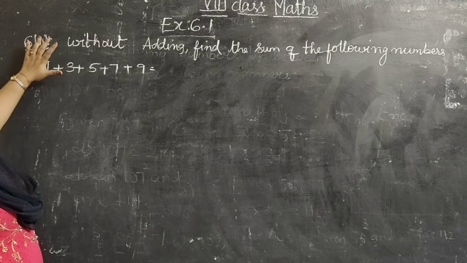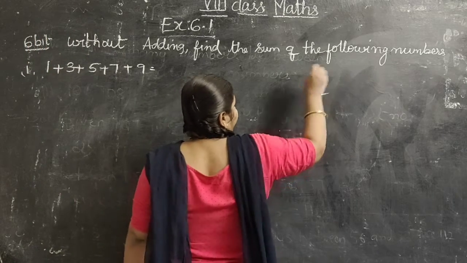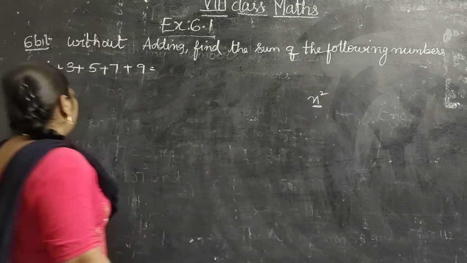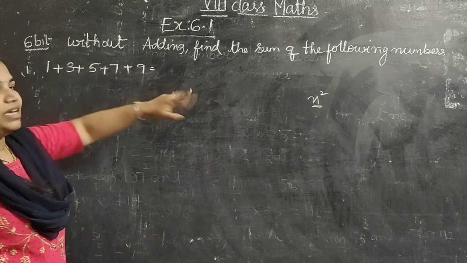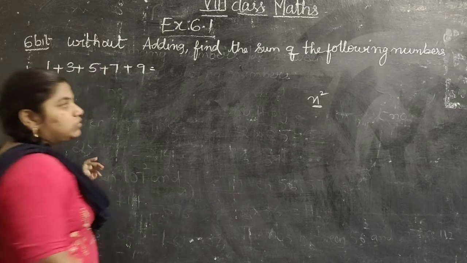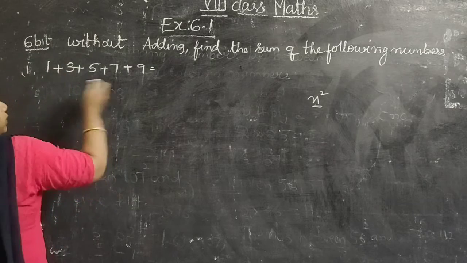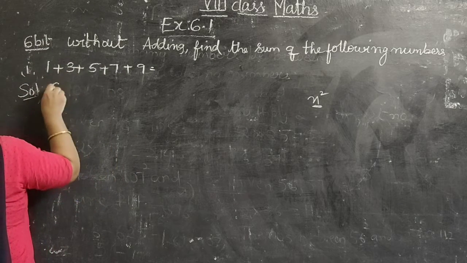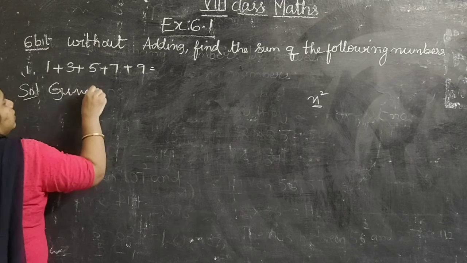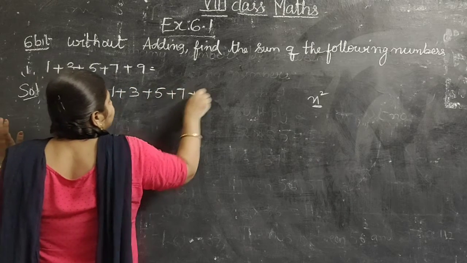The formula we have for the sum of first n odd numbers, what is that? N square. N is nothing but how many odd numbers are there. That is the n value. How many odd numbers are there? 1, 2, 3, 4, 5. So that means in place of n you have to substitute 5 here. So here given 1 plus 3 plus 5 plus 7 plus 9.